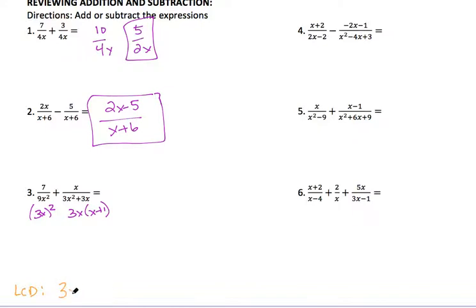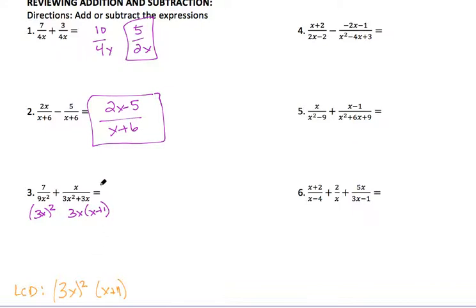Our least common denominator is going to be 3x quantity squared times x plus 1. Oops, x plus 1. There we go. Because this has two 3x's, so this needs to be the greatest of those. And this one has an x plus 1. So what I've been saying in class is that your least common denominator must be divisible by both of these. Okay, so 3x squared times x plus 1 is divisible by 3x squared. I have left over an x plus 1. This is divisible by the 3x times the x plus 1.